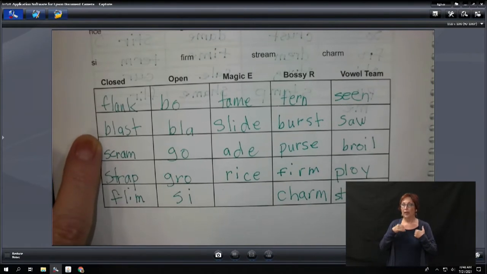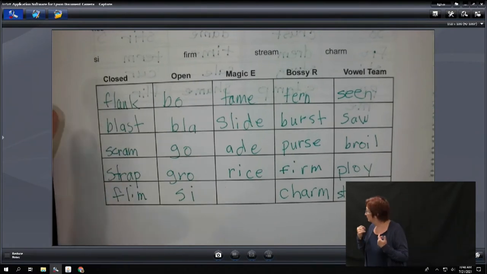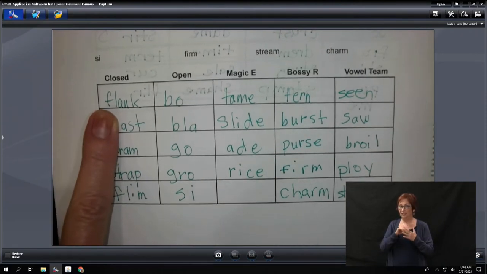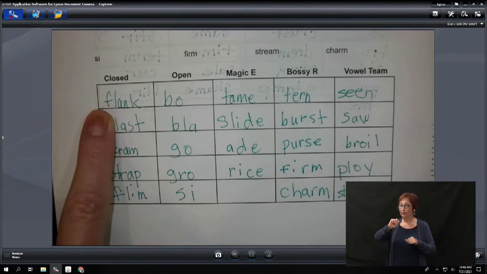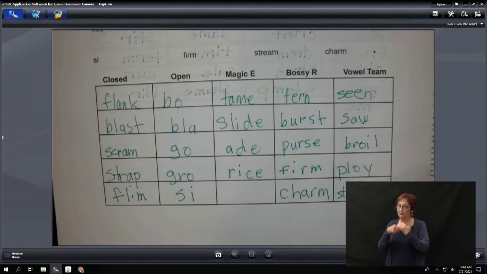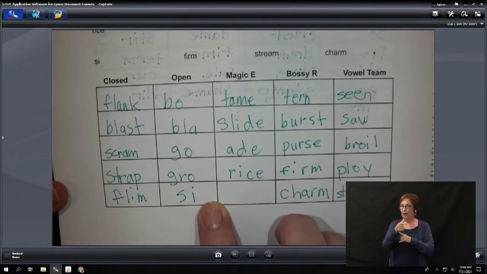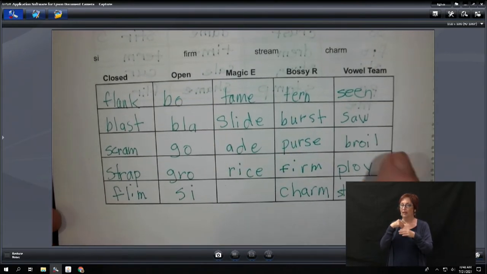For the closed, we had flank, blast, scram, strap, and phlegm. Now, flank is that one from yesterday that we talked about. So some of you might say, is that really closed? For me, I probably wouldn't put it in closed, but remember Dr. Sparks, who teaches this, says it's closed. Okay, bow, blay, go, grow, and sigh, all open because they all end in a vowel, and the vowel is long, says its long name.